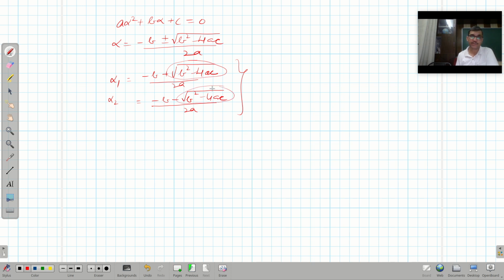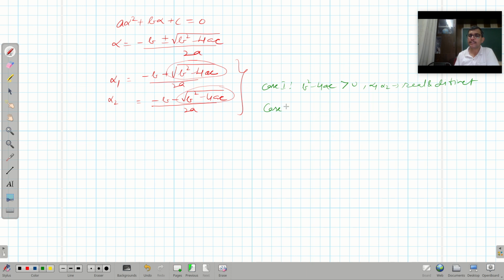b square minus 4ac. How? Let us have a look at this. If b square minus 4ac is greater than 0, then the roots, means the values of alpha 1 and alpha 2, are real and distinct. This is case 1.